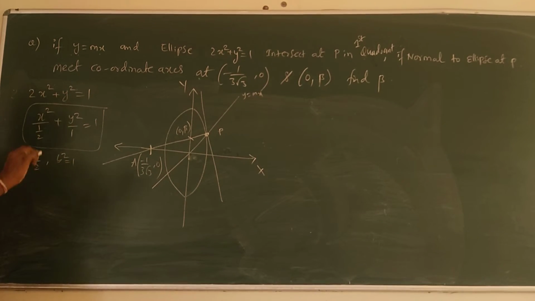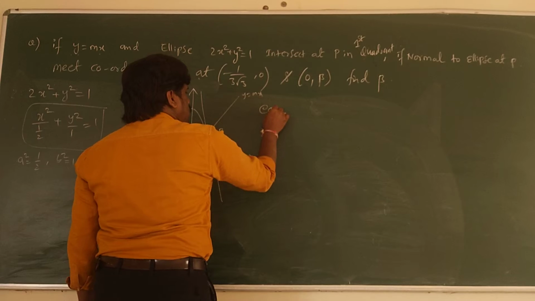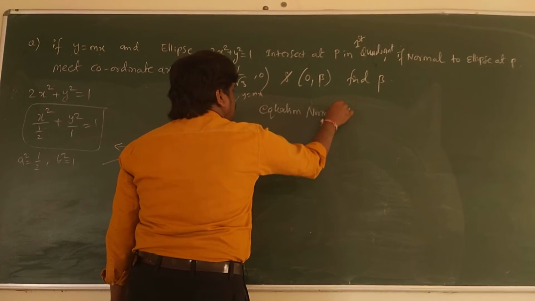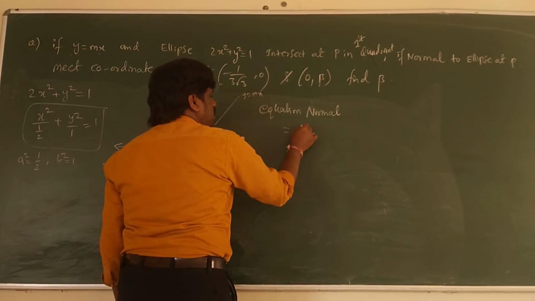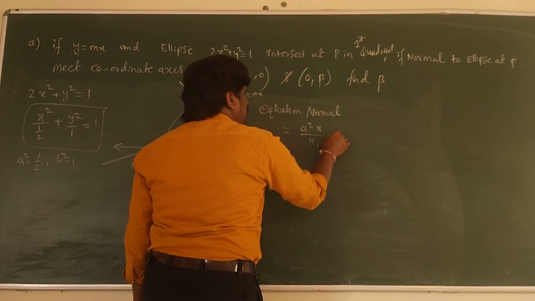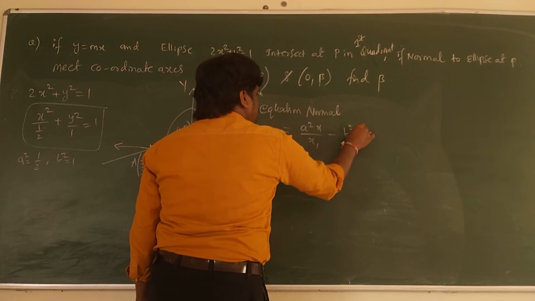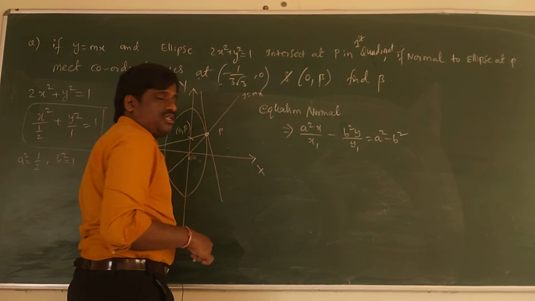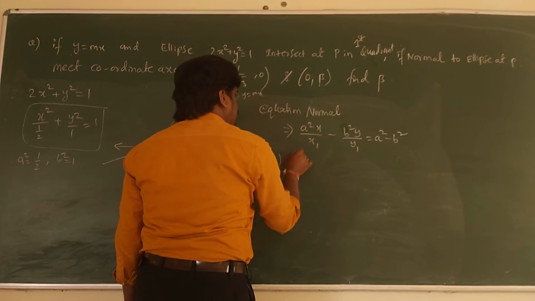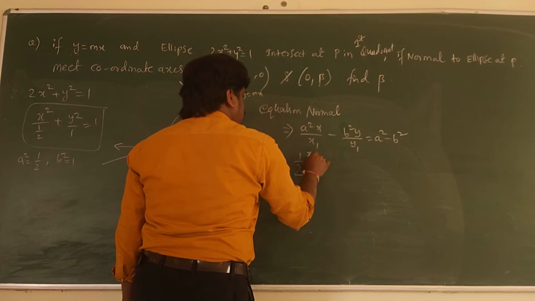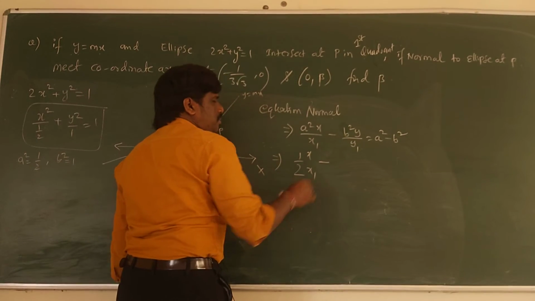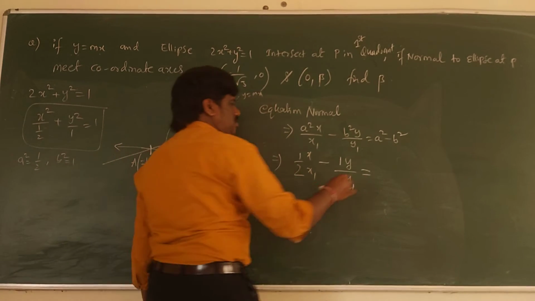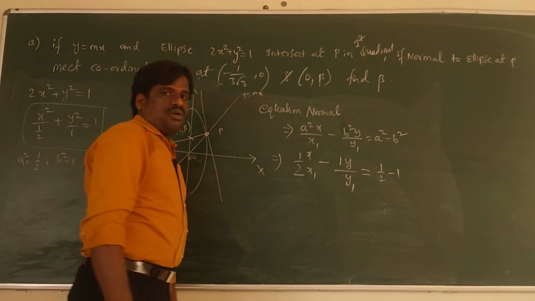So first we have to find the equation of the normal. The equation of the normal to the ellipse, the formula is a square x by x1 minus b square y by y1 is equal to a square minus b square. This is the equation of the normal. So this is equal to, what I can write here, a square is 1 by 2, x upon x1 minus b square value is 1, y upon y1 is equal to a square minus b square, that is 1 by 2 minus 1. Hope you have understood.